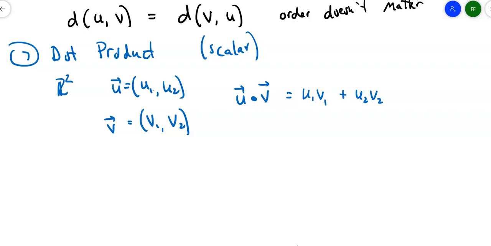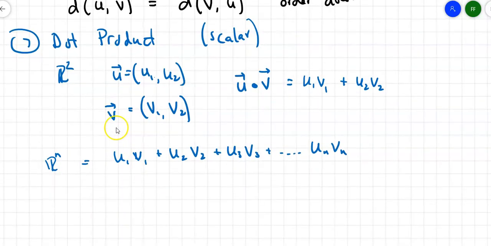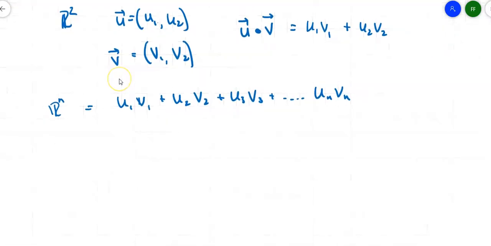Now you can extend this in Rn, right? You'll end up with what? You'll end up with u1, v1 plus u2, v2 plus u3, v3 until you run out of components. So again, just like the other ones, we're only talking about doing dot products in terms of vectors that are in the same dimension. In other words, you can't do a dot product of a vector in R2 with a vector in R4. Speaking of R4, let's try an example in R4.